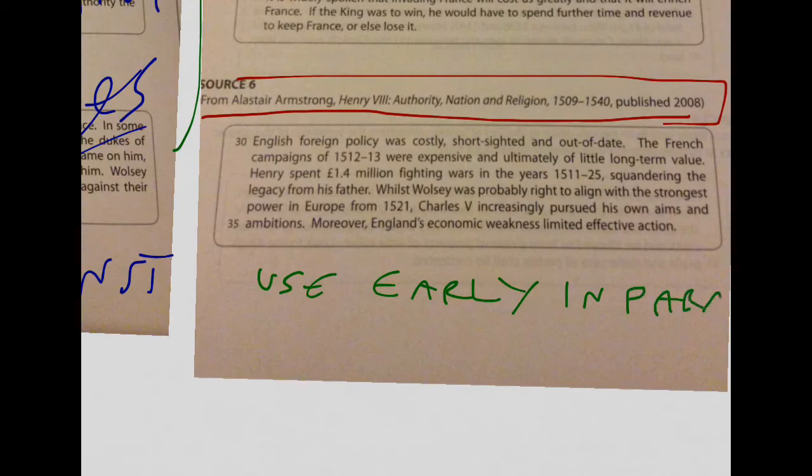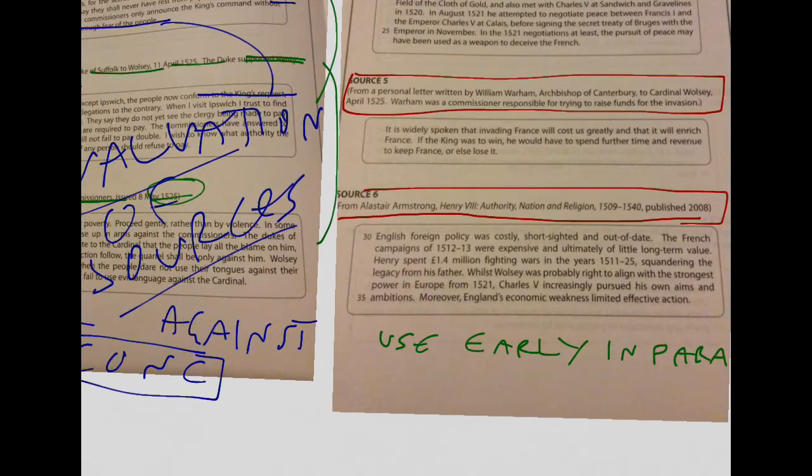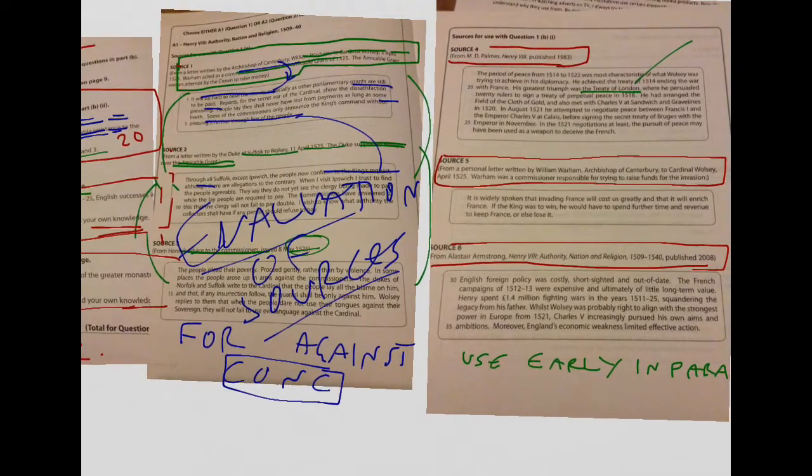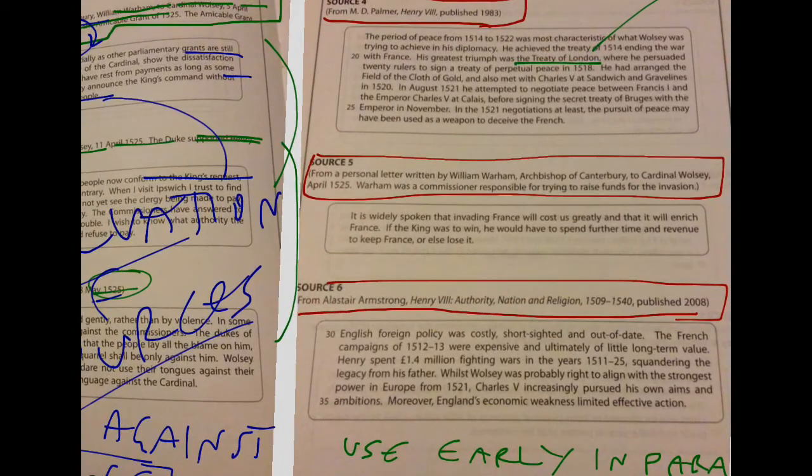Because the AO2 part of the mark scheme is calling for your ability to evaluate a view, to weigh up a view. Do you agree with a view? Now, if you are simply using sources at the end of a paragraph, you're saying, I know this, I know that, oh, by the way, it's supported by Source 4, or by the way, it's supported by M.D. Palmer. That's not evaluating the view in the source.